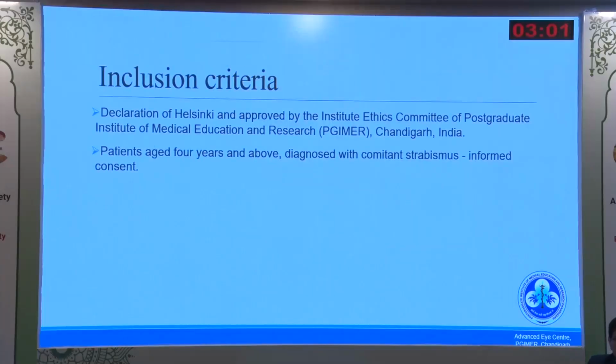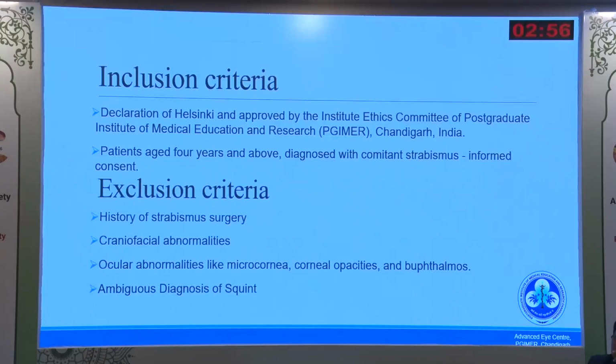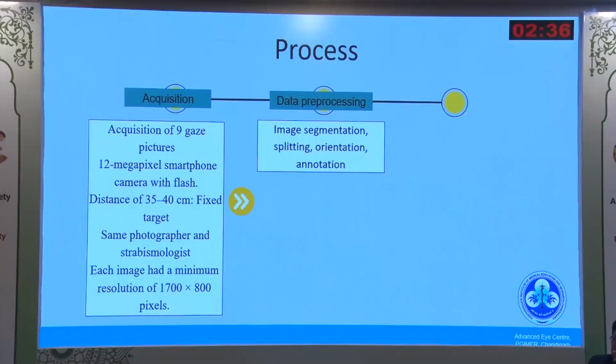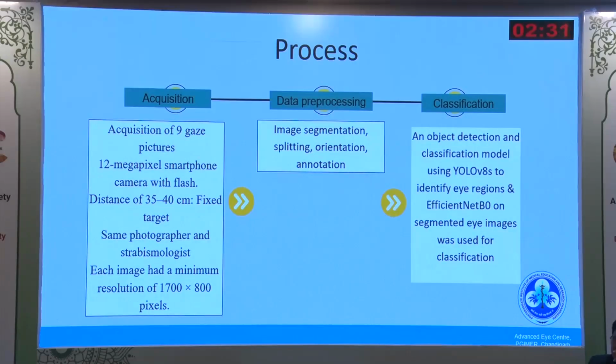We recruited patients aged 4 years and above at the Advanced Eye Center, PGI. For the present study, we used only comitant strabismus. Patients with an ambiguous diagnosis of squint, those with a phoria, and those having comorbidities were excluded for this part of the study. The photographs were taken on a 12 megapixel smartphone camera by the same photographer at a distance of 35 centimeters. The images were all processed and standardized as far as magnification and illumination were concerned, and then fed into a YOLO-based model. It is a convolutional neural network that is freely available.